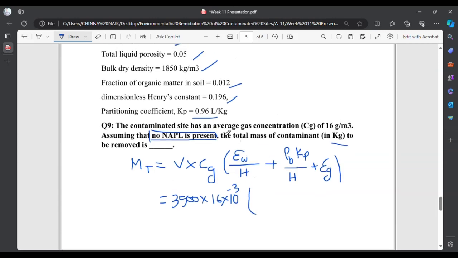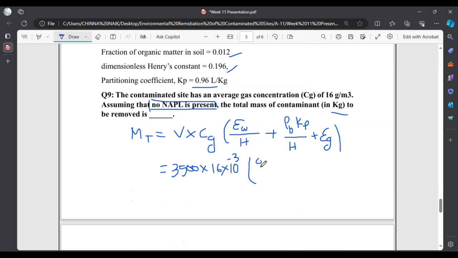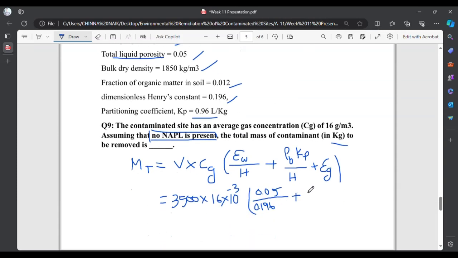Liquid porosity is 0.05. Dimensionless Henry's constant is 0.196. Plus bulk density 1850, which is kg per meter cube. So we are maintaining kgs and meter cube, so no need to convert.